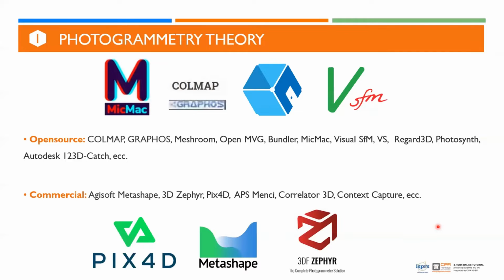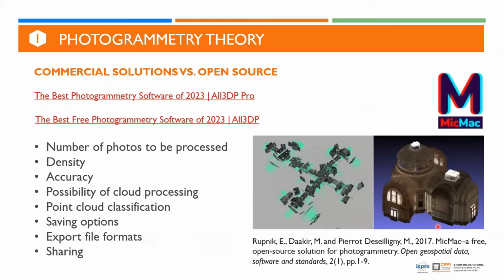There are many of them. You are going to see GRAPHOS in the following part. Of course, there are others, like, for example, MicMap, ColMap, Visual SFM, and so on. There are others that are commercial. Just take into account, I just forgot to tell, here you can see I leave the link and we will share this presentation, some best of free photogrammetric software with all the different specifications for each of them.